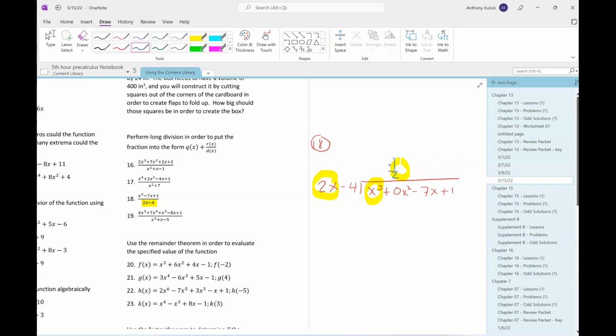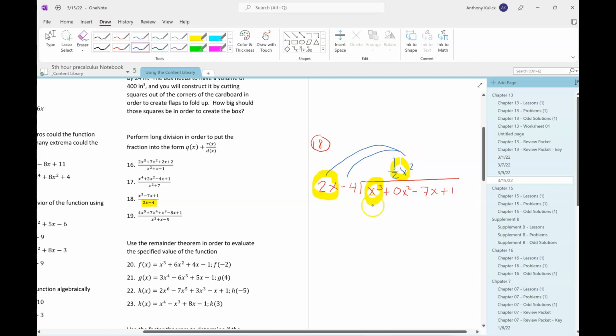And then I know that x squared times x is going to give me the x cubed, right? Everybody feel okay with that? A little weird that I'm having to use a fraction here, but not unreasonable. I'll go ahead and do it. So I get x cubed minus 2x squared. And then we subtract down.